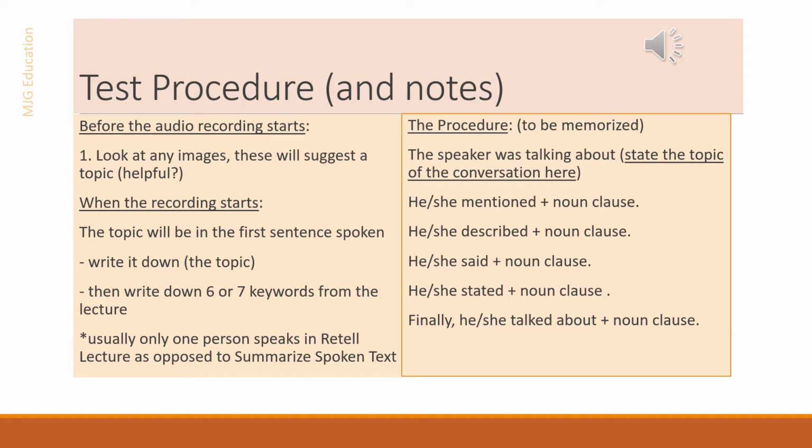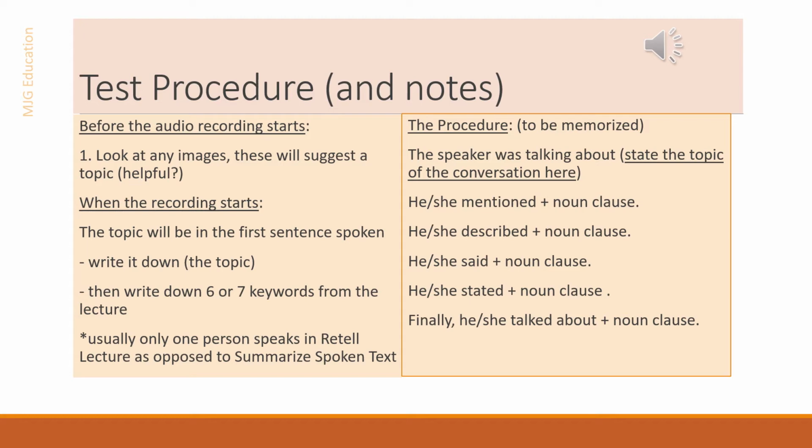So you write down the topic, and then you write down 6 or 7 keywords from the lecture. You don't have to write complete sentences. That's probably an error. You won't have enough time. You just need to understand the gist of what they're talking about and write down 6 or 7 keywords. Now, in Retell Lecture, you're only going to get one speaker speaking. When we get to summarize spoken text, we're going to use the same procedure, but you might get 2 speakers there. You'll never get 2 speakers with Retell Lecture.